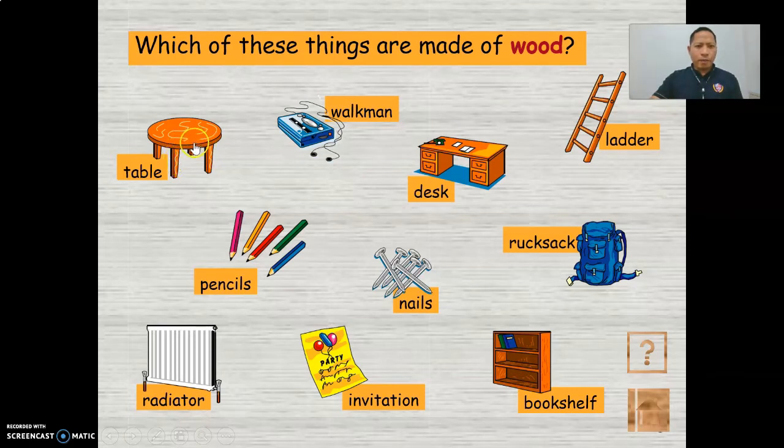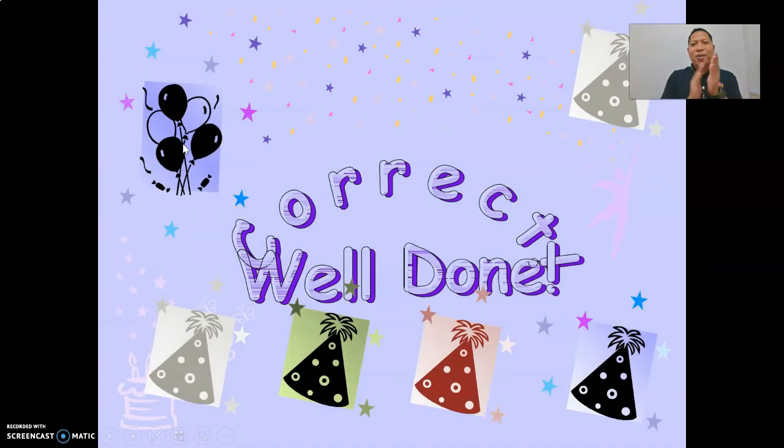This table. Table is made of wood. Again, table is made of wood. Okay, if you said yes, raise your right thumb. And if you say no, do like this. Okay? Are you ready? In a count of three. 3, 2, 1. Go! Wow, well done. It is made of wood, correct.